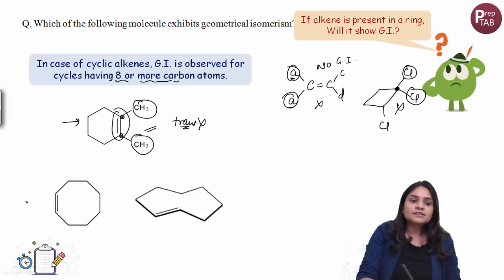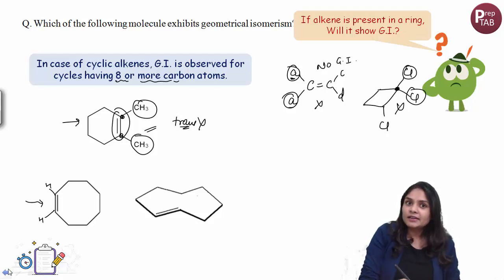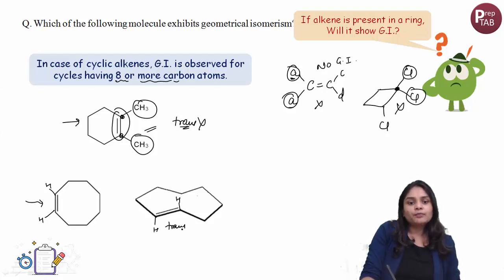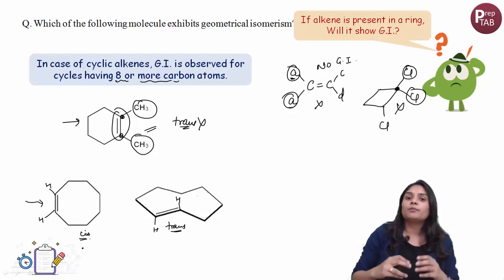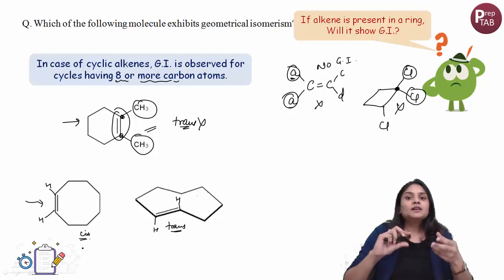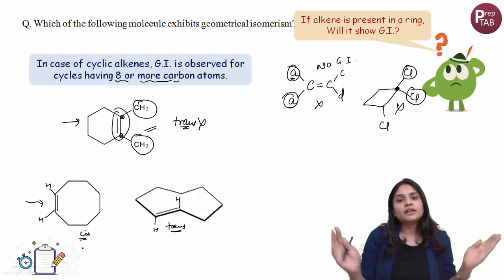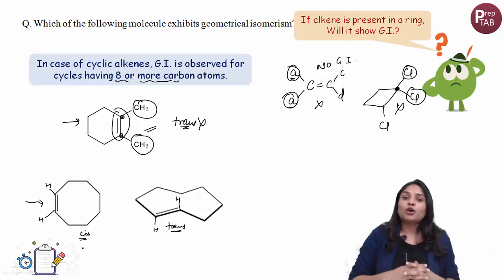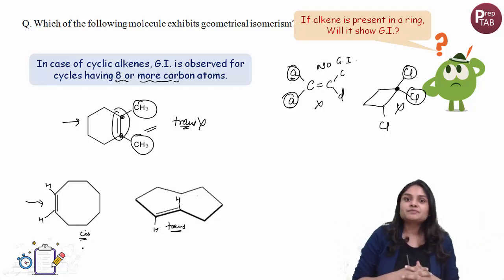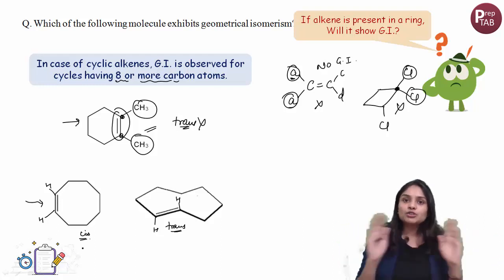But this is an 8-membered ring. In this you can see both the hydrogens are on the same side of this double bond. In this case they are on the opposite side of the double bond. So this is your trans form and this is your cis form. Okay? Because rotation is not possible in smaller rings, that is why the trans form is not visible in them. Clear? So this is all about geometrical isomerism.